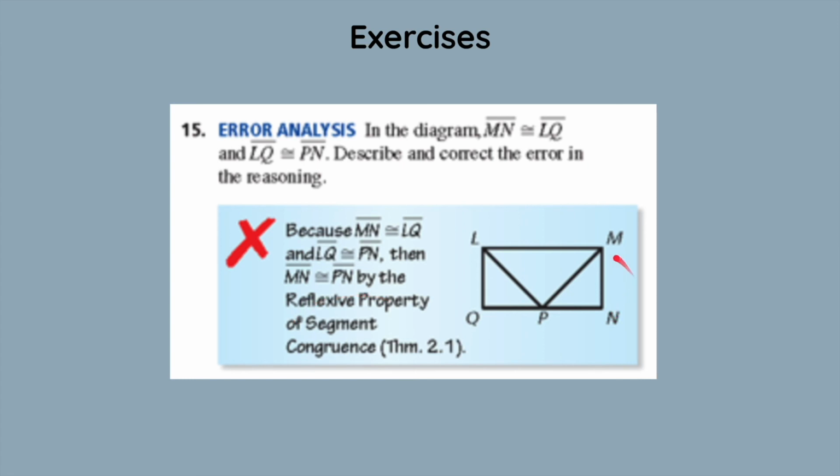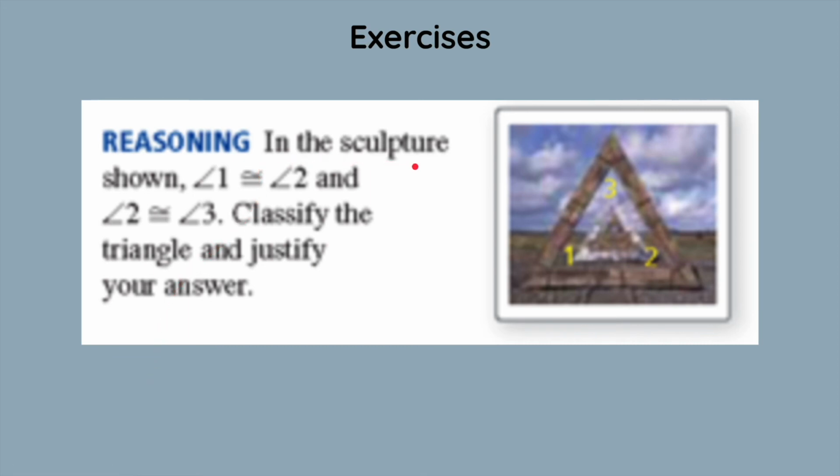This is because if MN is congruent to LQ and LQ is congruent to PN, then MN is congruent to PN, and this is by the transitive property of segment congruence. So finally, in the sculpture shown, angle 1 is congruent to angle 2, and angle 2 is congruent to angle 3. Classify the triangle and justify your answer.